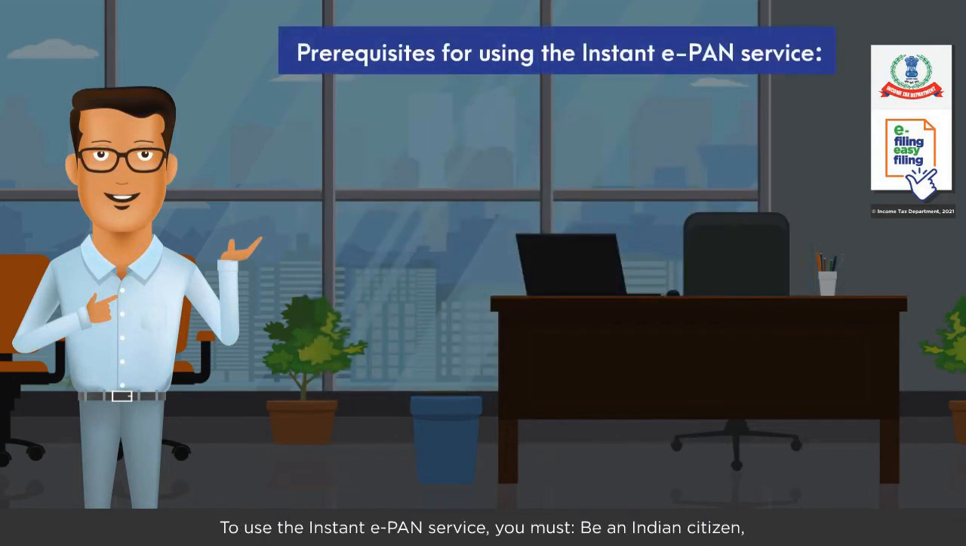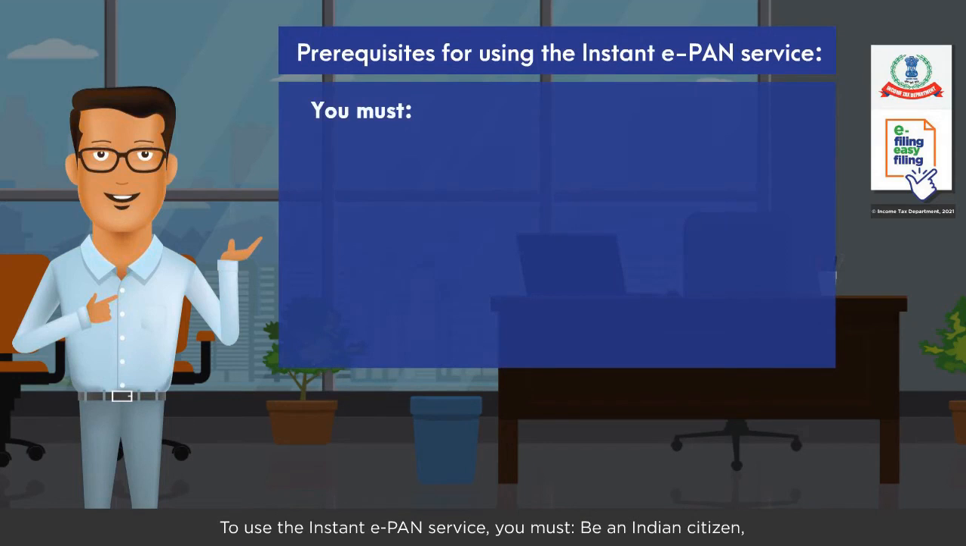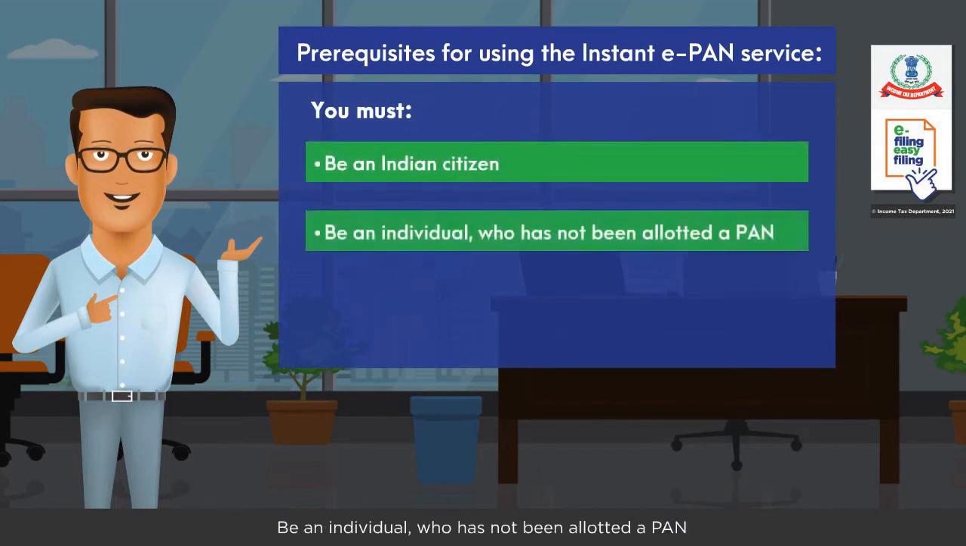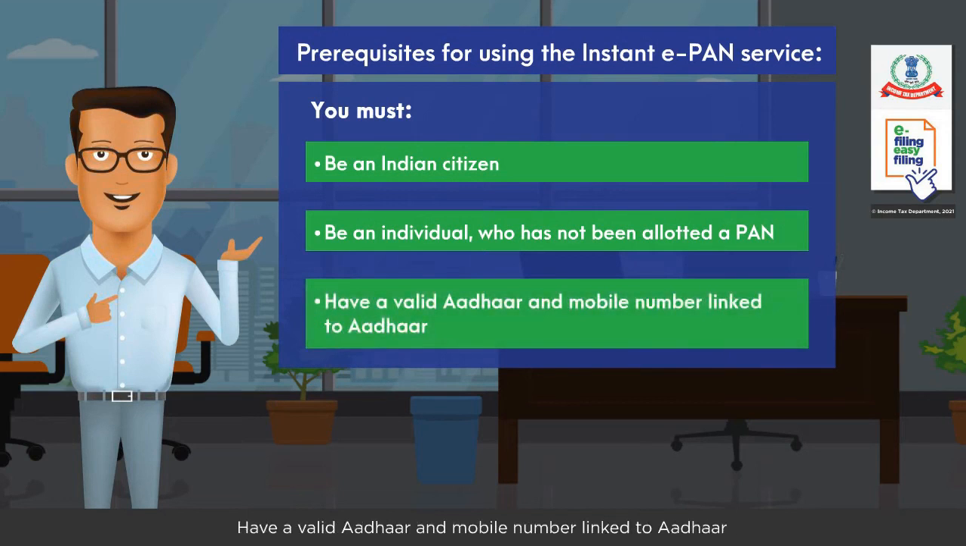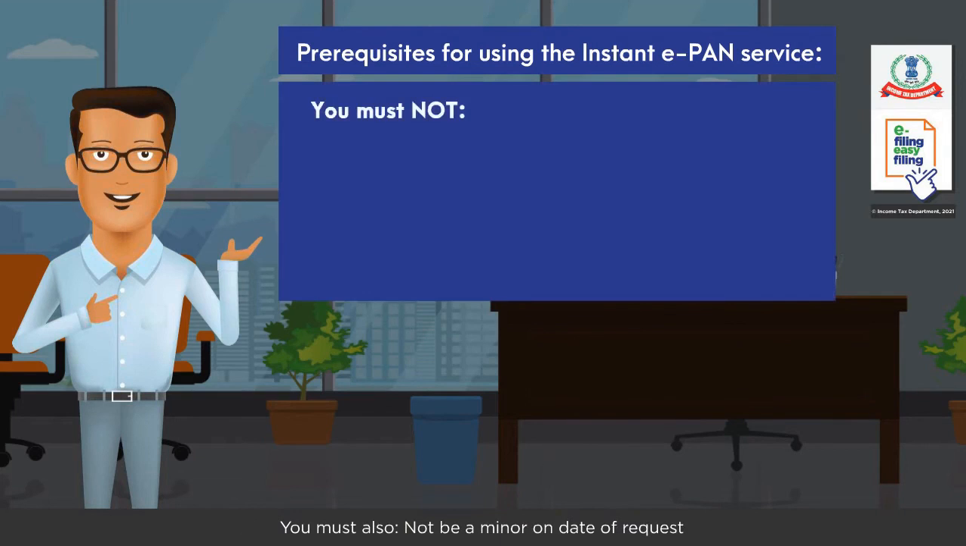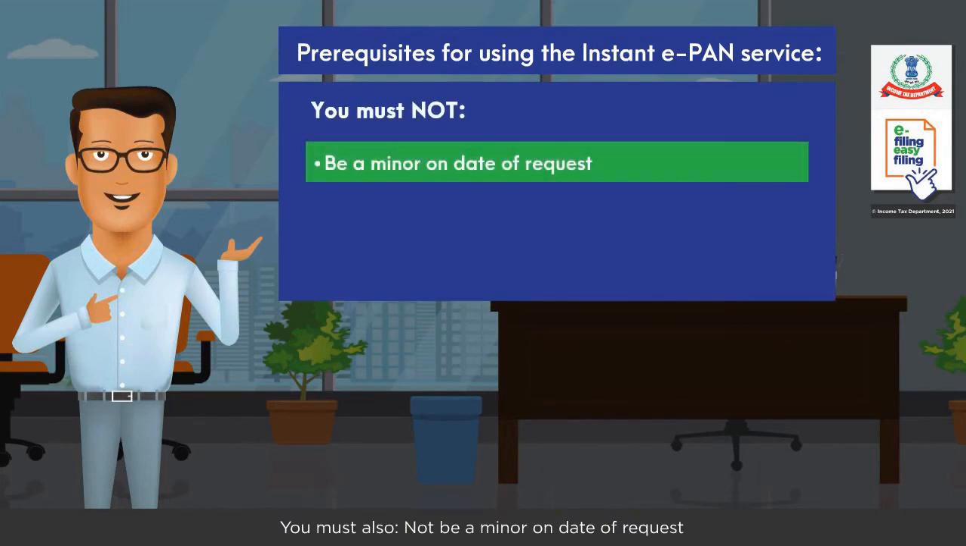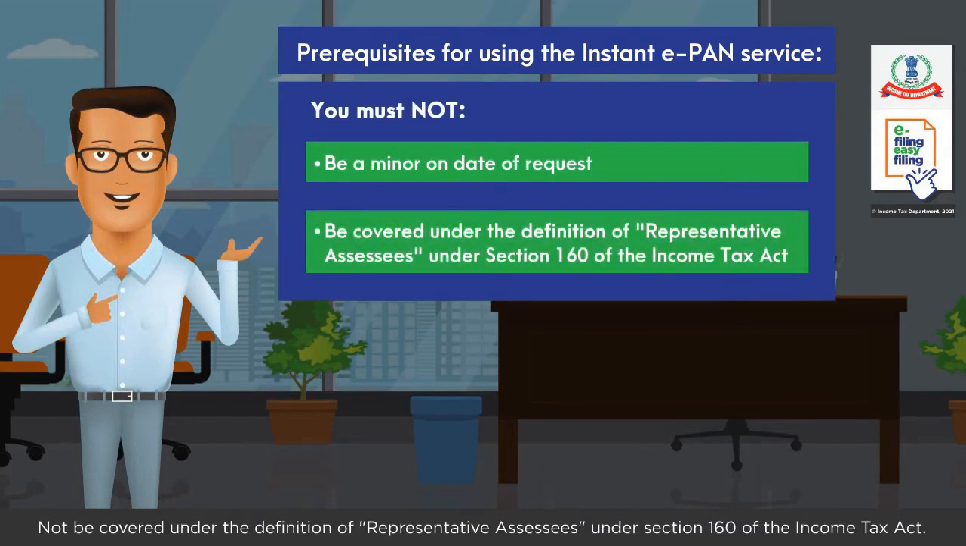To use the instant e-PAN service, you must be an Indian citizen, be an individual who has not been allotted a PAN, have a valid Aadhar and mobile number linked to Aadhar. You must also not be a minor on date of request, not be covered under the definition of representative assessees under Section 160 of the Income Tax Act.